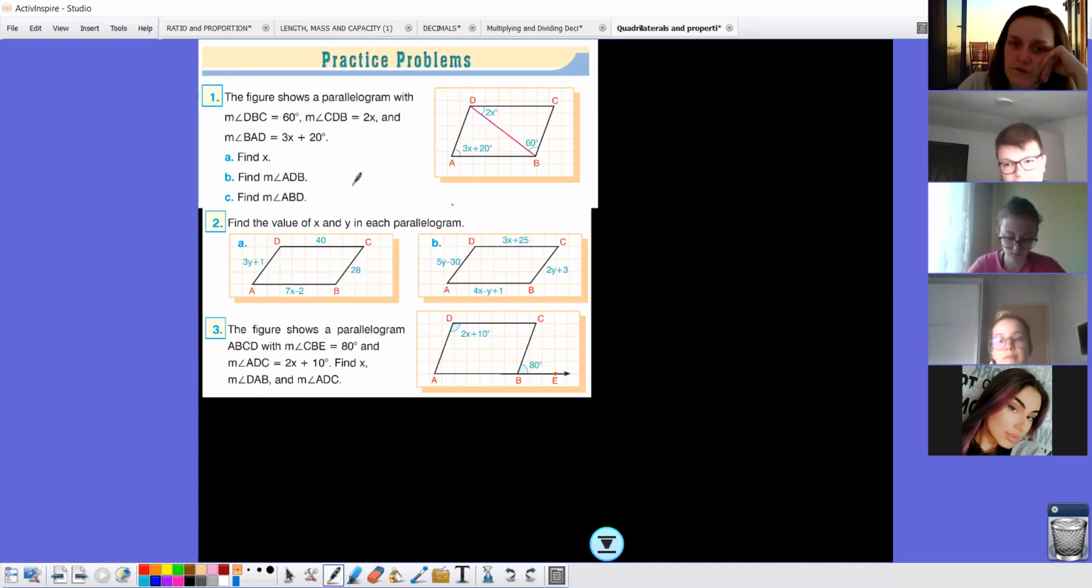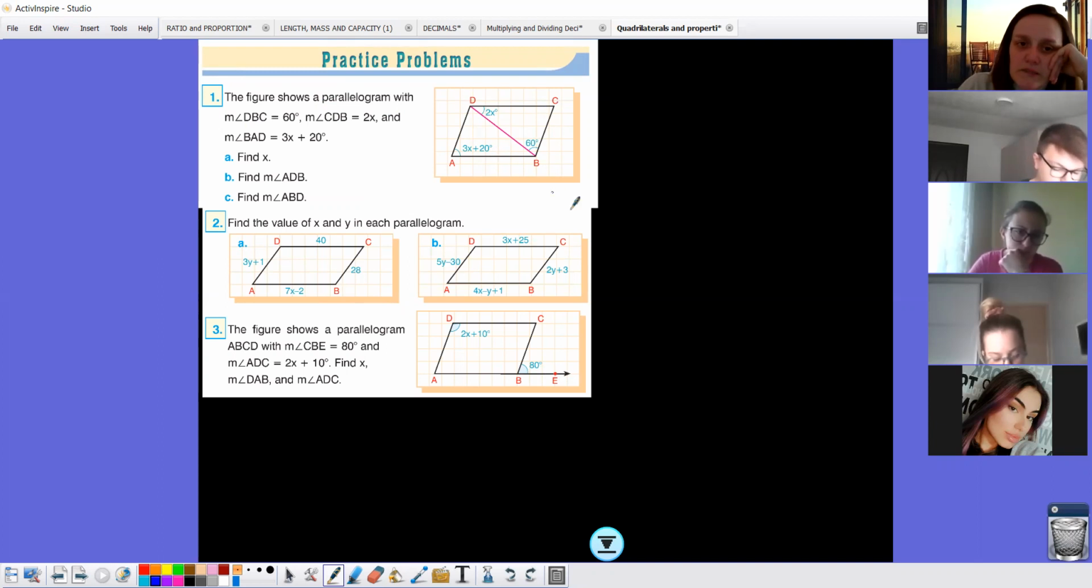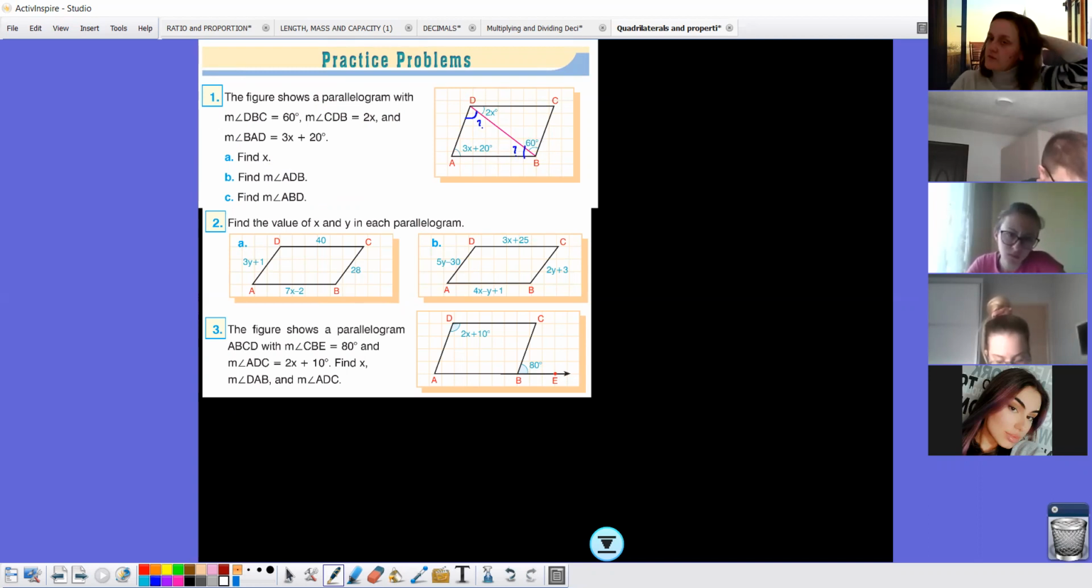Let's solve the first one. It says the figure shows a parallelogram with measure of DBC 60, CDB 2x, and BAD 3x plus 20. Find x, find ADB, this part, and find ABD, this part. Now, what do you think? What will we do?